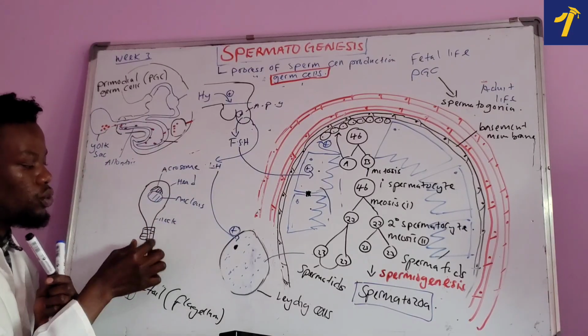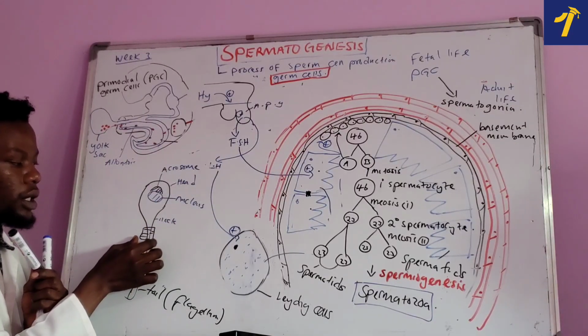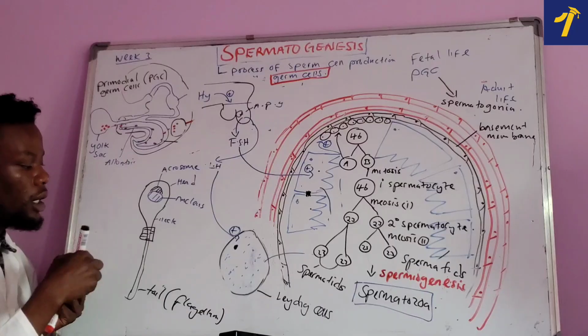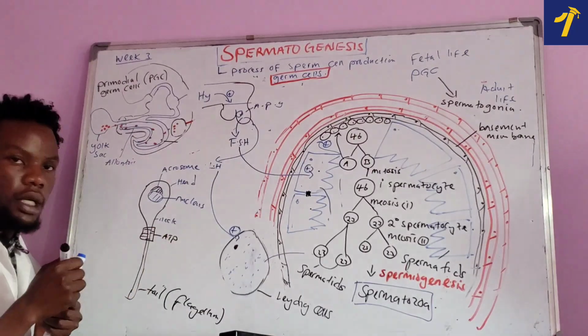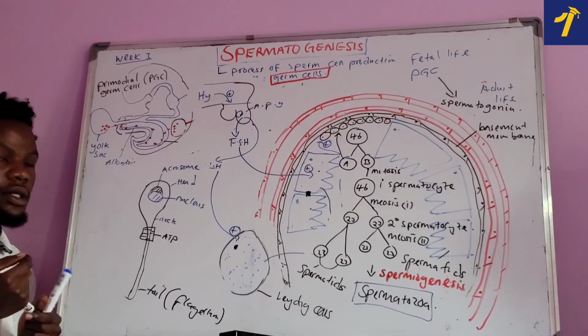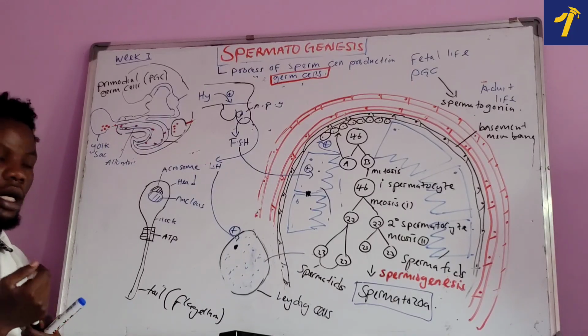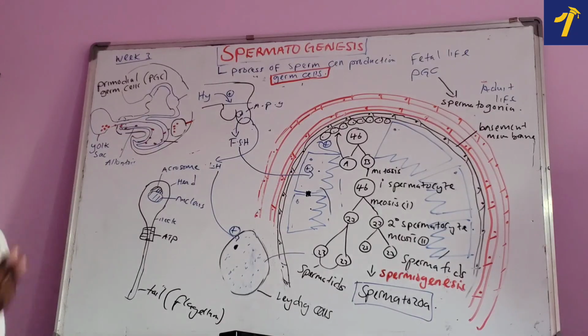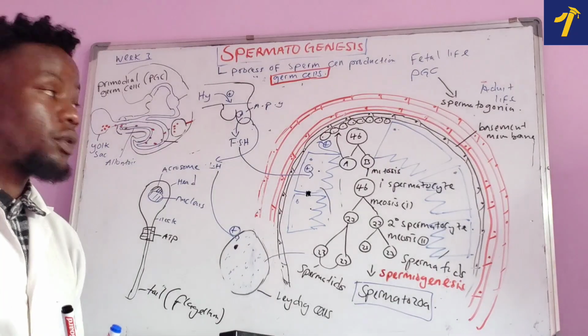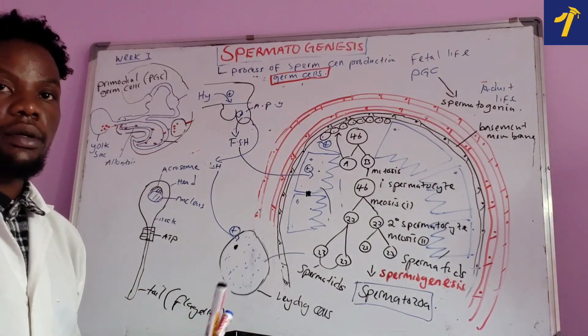And on the neck, you need to have this structure, which is also important in the production of ATP, so that the sperm cell can move from one place to another.